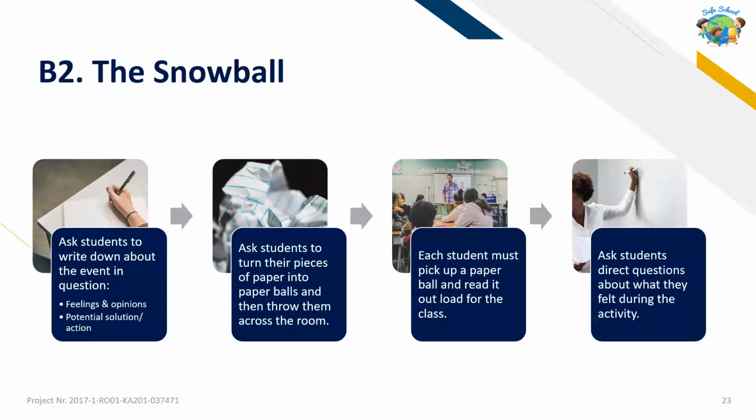As already mentioned, one of the main important characteristics of this activity is that it allows students to be anonymous, which will help guarantee that they feel free to be honest about what they have written as their reflections. Ask students to write a small paragraph with their reflection about the event in question, and then students must turn their papers into snowballs and throw them across the room. Each student must pick one snowball and read the reflection aloud, one at a time.